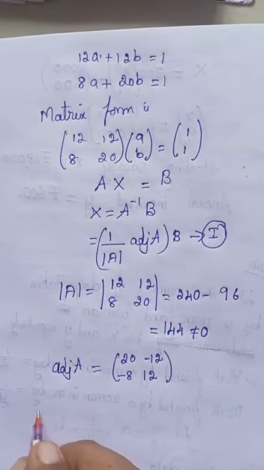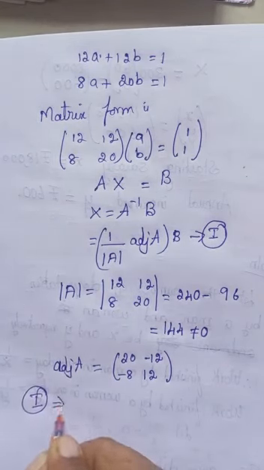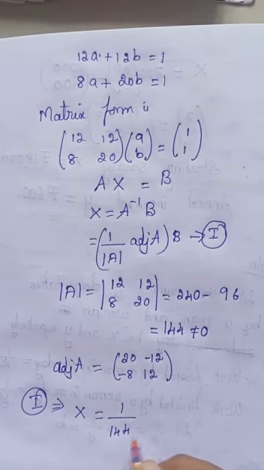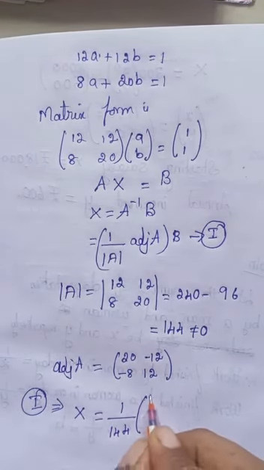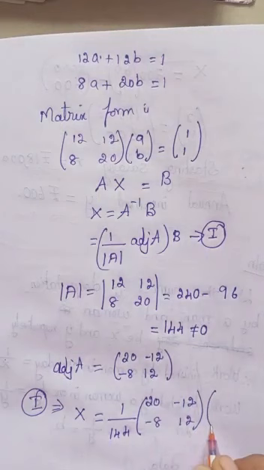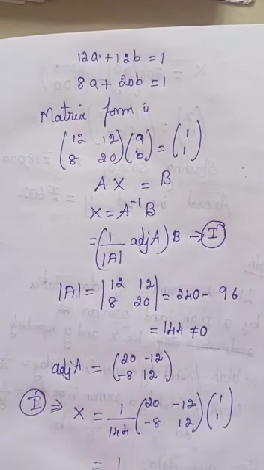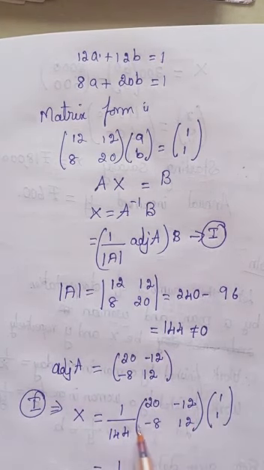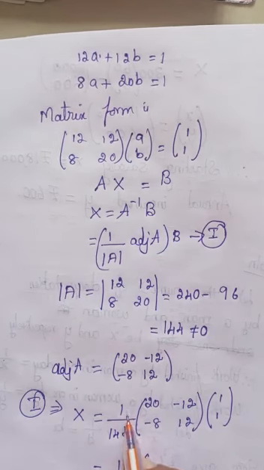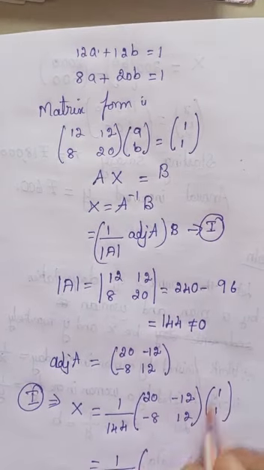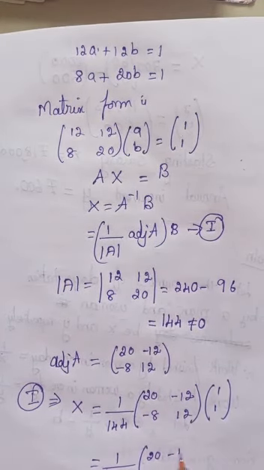Now we have got the value. We can substitute in the big one. That one implies x is equal to 1 by determinant A, 1 by 144 into adj A, 20 minus 12, minus 8, 12 into B, that is 1, 1. So 1 by 144 into, shall we multiply? See, here also we have the common number. If you want, you can take it out and do it. But since we have here 1, 1, it is easy for us to multiply. So we will multiply as it is. 20 into 1, 20, minus 12. And this is minus 8 plus 12.